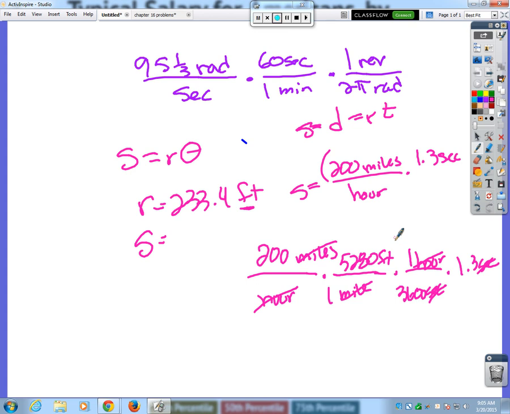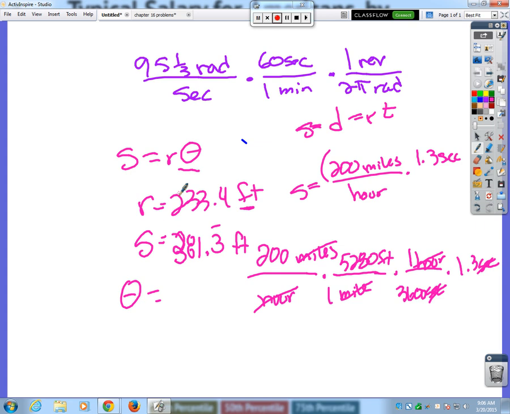Just times it by 150. Okay. So the arc length is 381.3 feet. Okay. So we have the radius, we have the arc length. So how do we use that to figure out what the angle is? Okay, good. So 381.3 divided by 233.4.